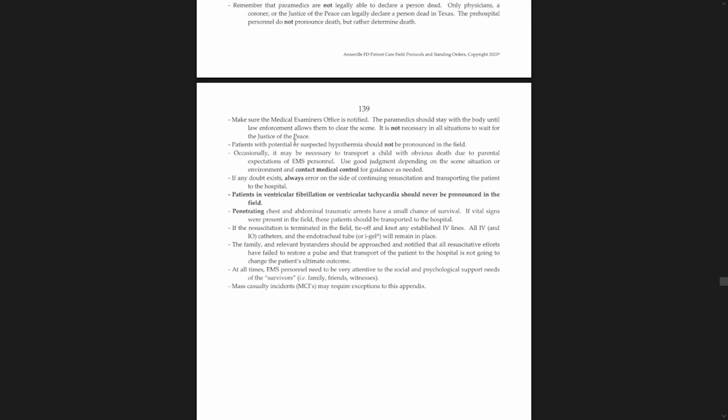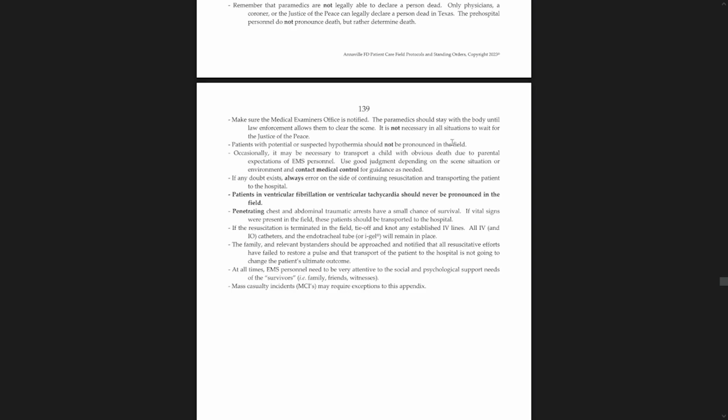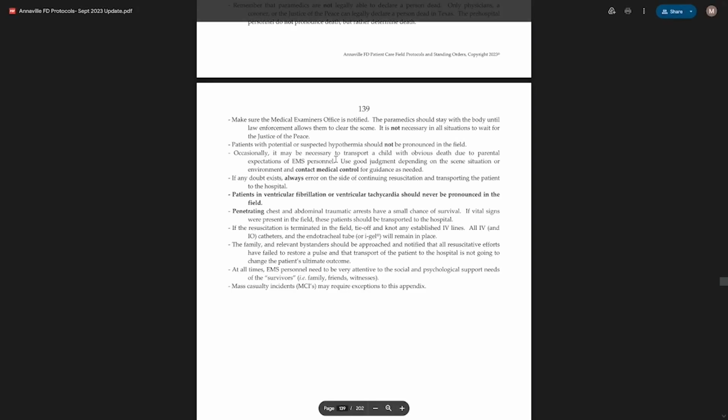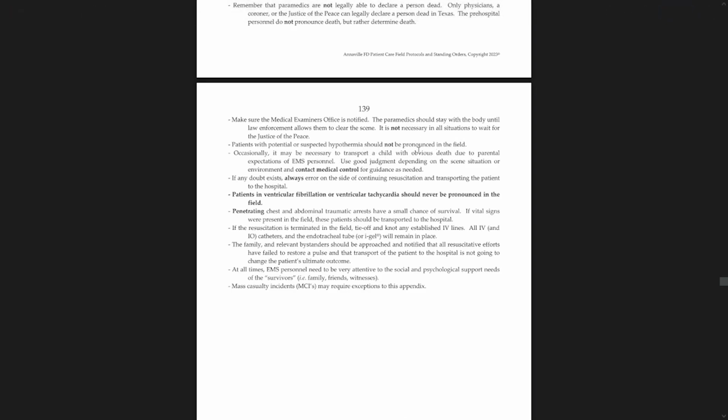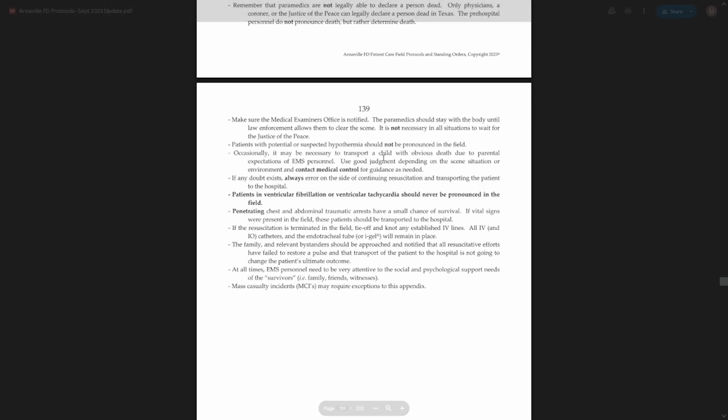Patients with potential or suspected hypothermia should not be pronounced in the field. Occasionally, it may be necessary to transport a child with obvious death due to parental expectations of EMS personnel. Use good judgment depending on the scene situation or environment, and medical control for guidance as needed.